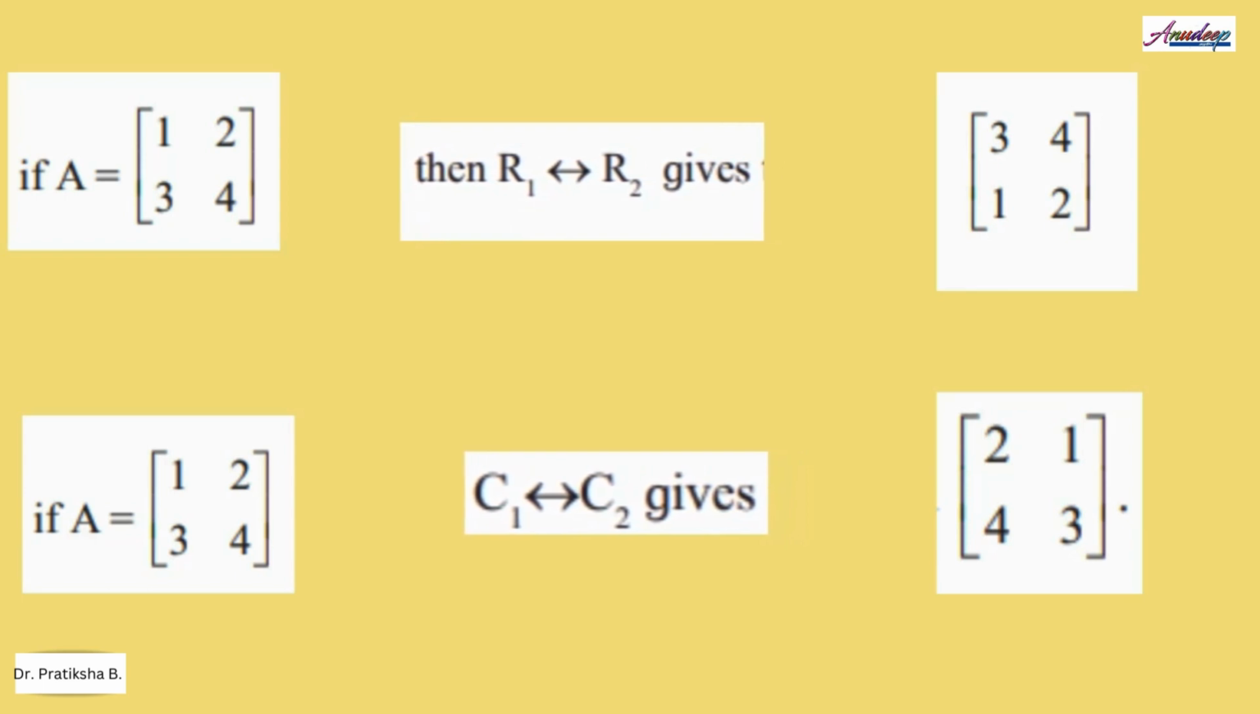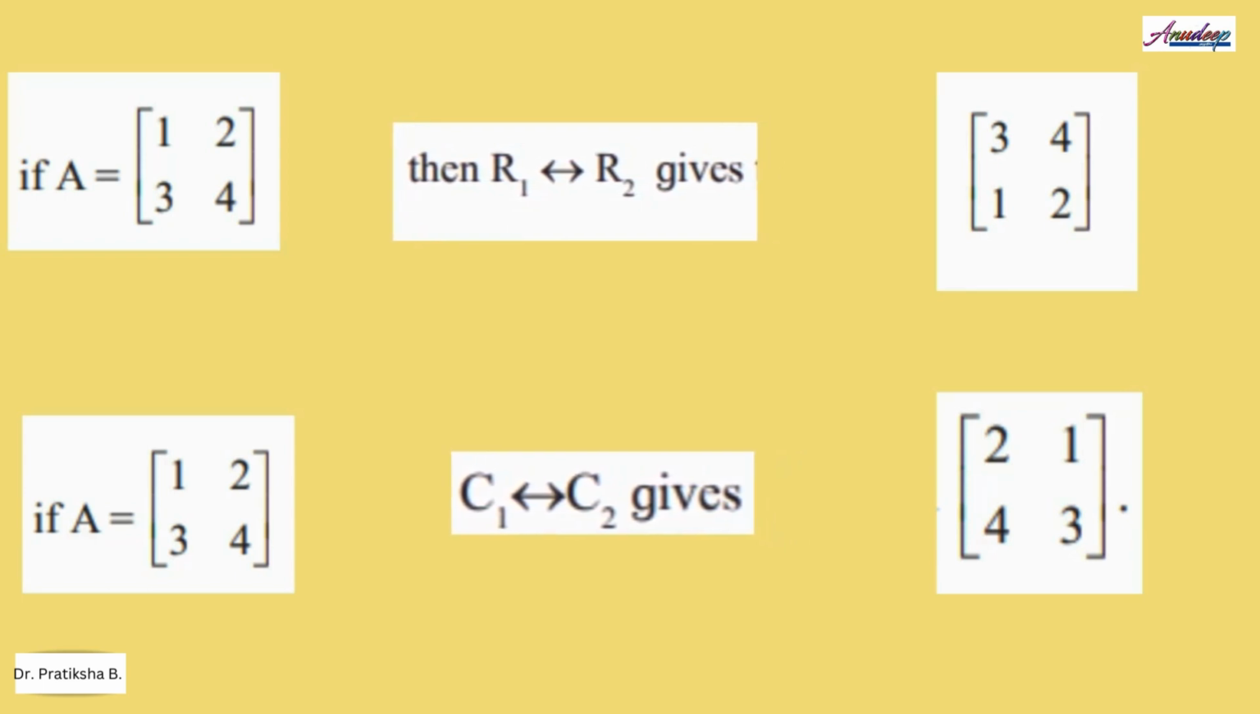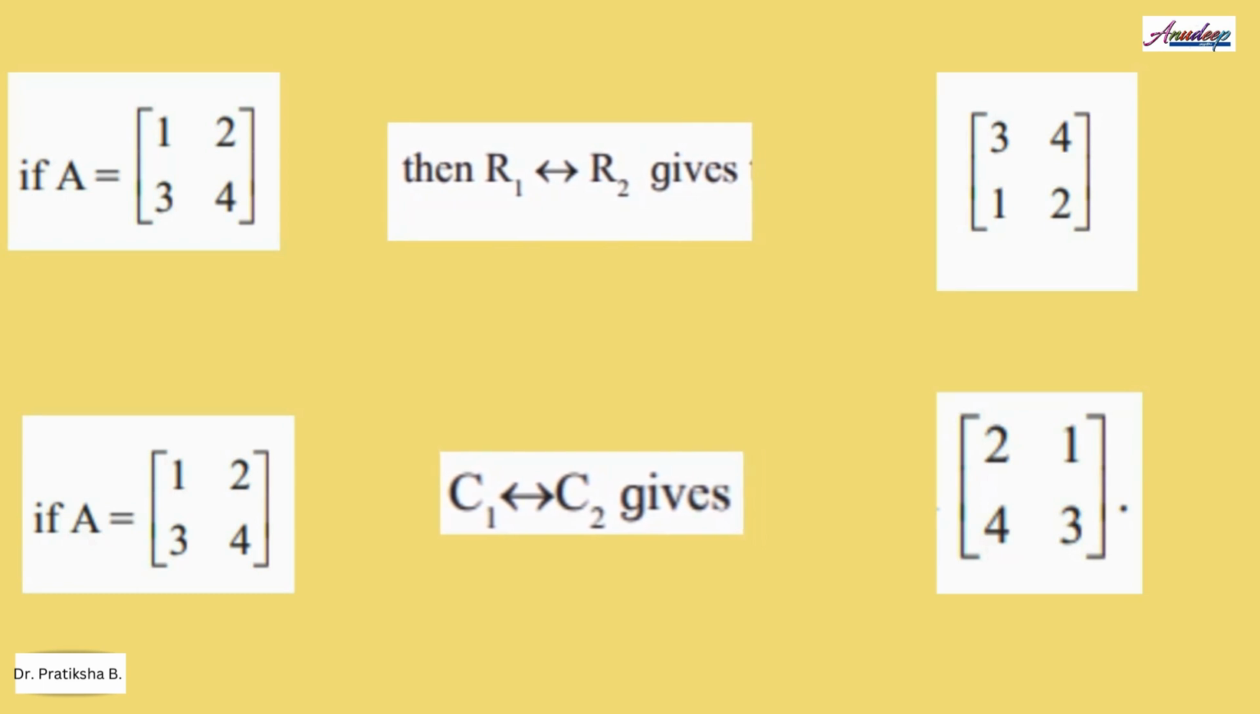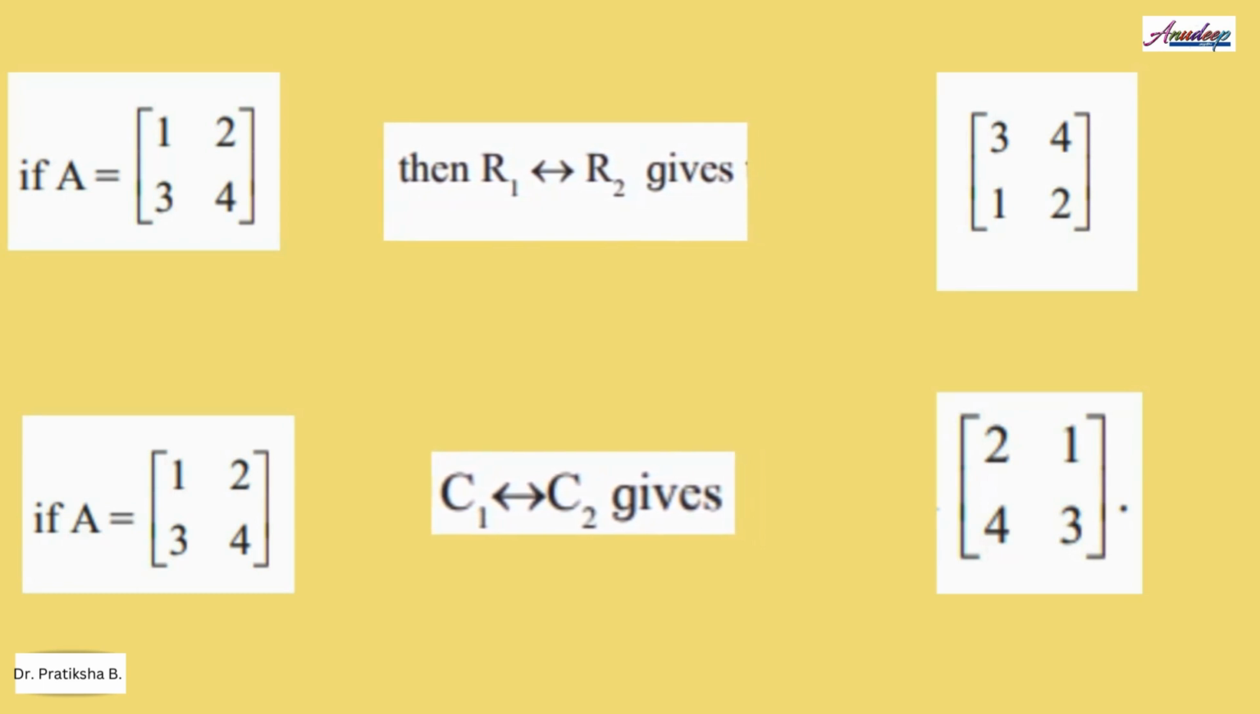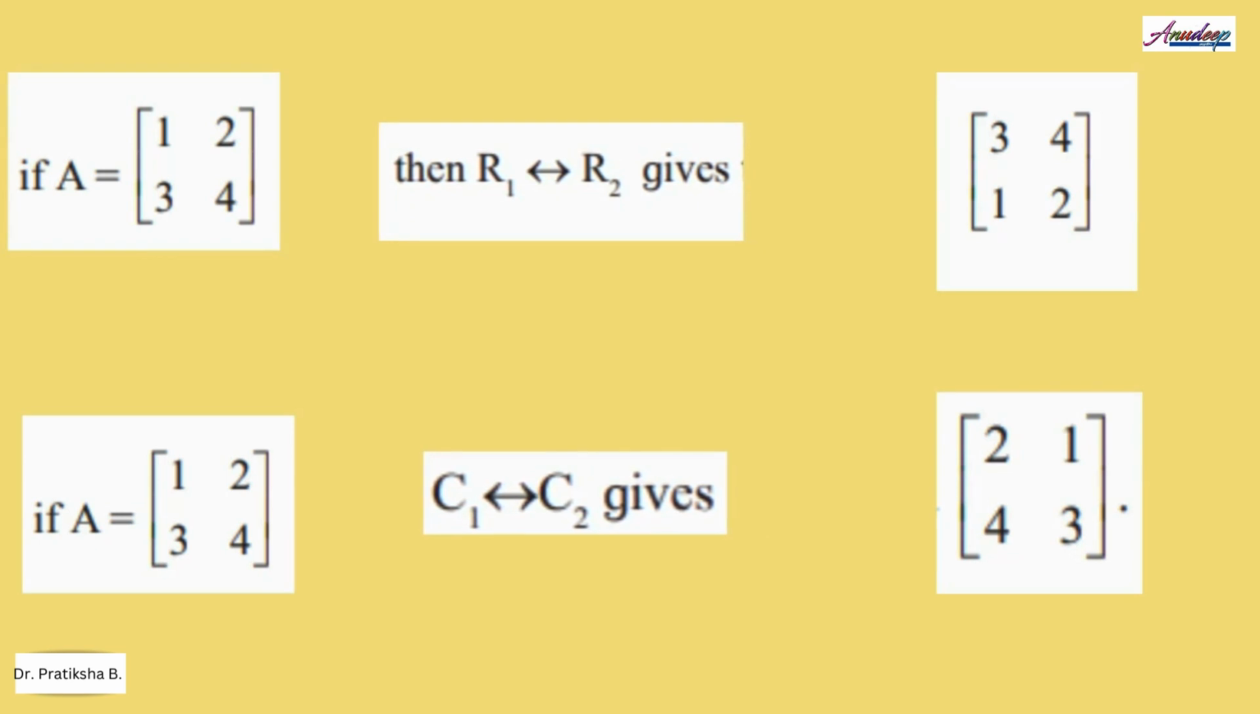Similarly, if we interchange the columns C1 and C2, you can see that the first column was 1, 3. Now it has been interchanged with 2, 4. So the matrix after the transformation will be 2, 1, 4, 3.